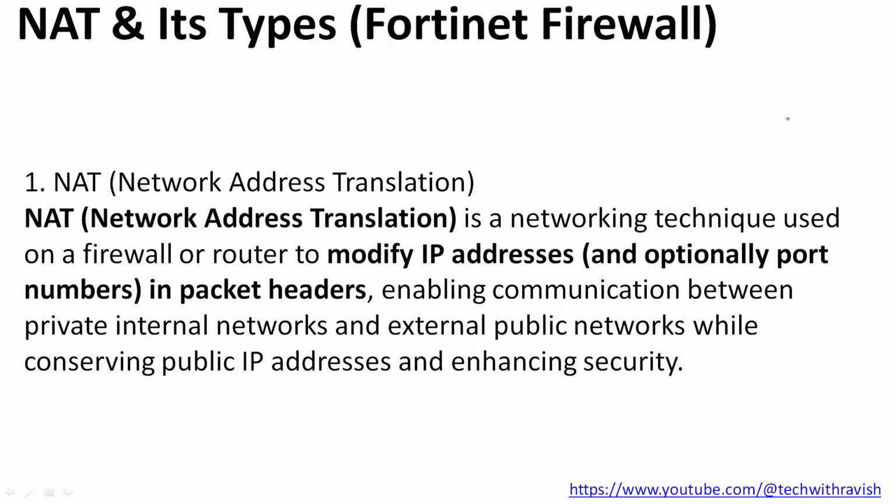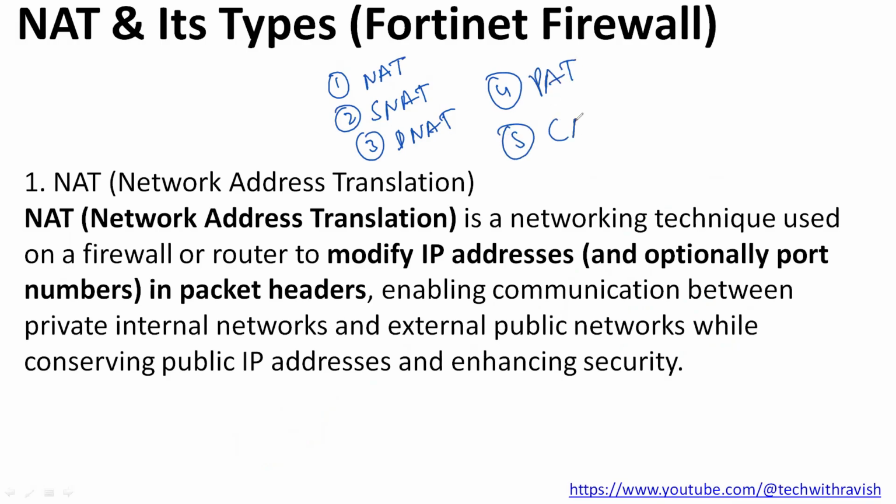So what types of network address translation do we have in the firewall? We have five types. First is simply network address translation. Second, we have source network address translation. Third, we have destination network address translation. Fourth, we have port address translation. And fifth, we have central network address translation. All of these have their specific use and specific task, and their configuration is also different.